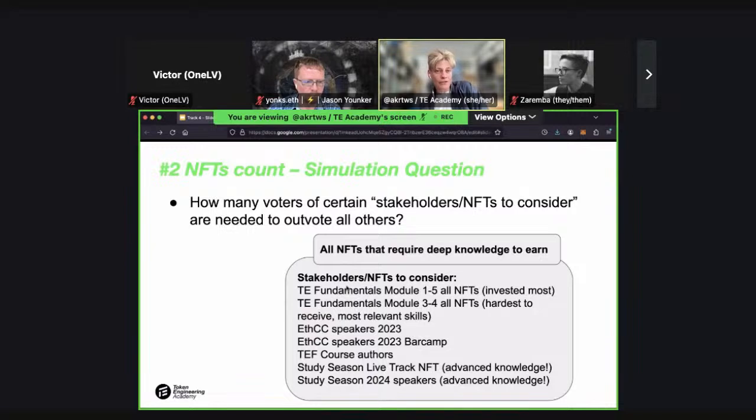The course authors for TE Fundamentals, I mean, they basically invented TE Fundamentals, or the study season live track students who managed to acquire the NFTs. You, for example, everyone here in the call. And of course, the study season live track speakers, both with advanced knowledge in the sector.